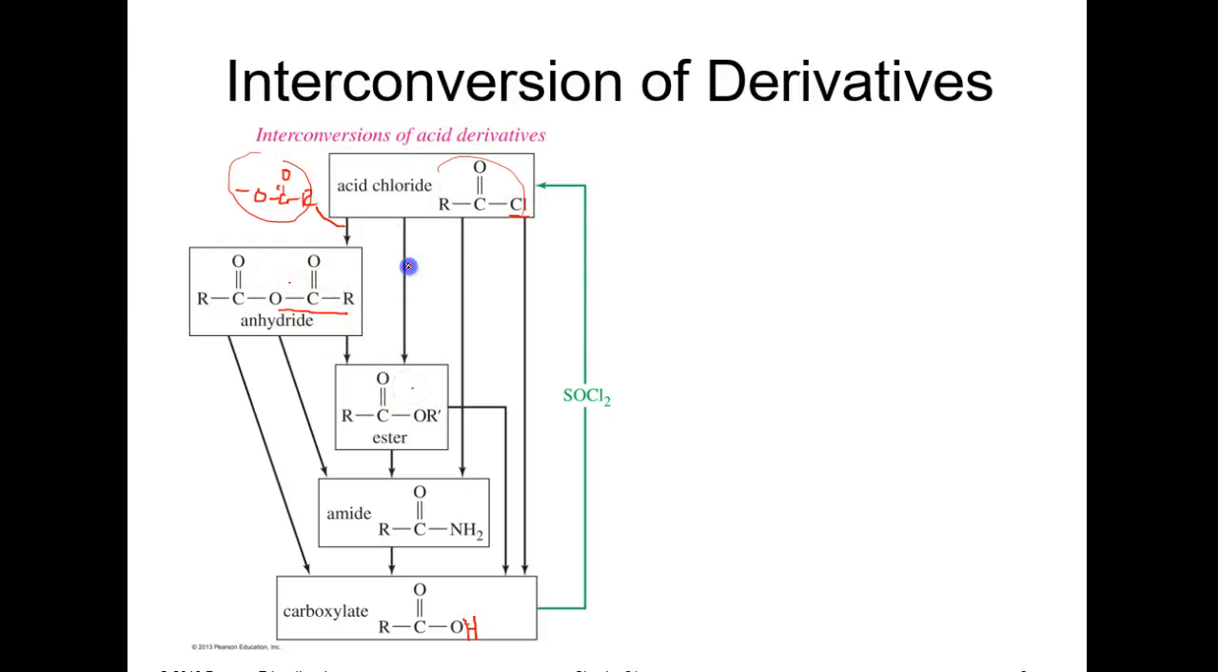If you want to make the ester, what do you add? RO minus. If you want to make the amide, NH2 minus, the strong nucleophile. If you want to make carboxylic acid, hydroxide. That's basically it, guys. That's the whole chapter.